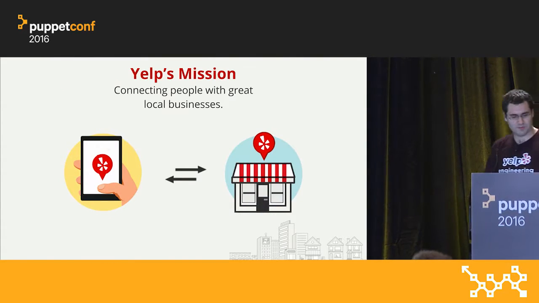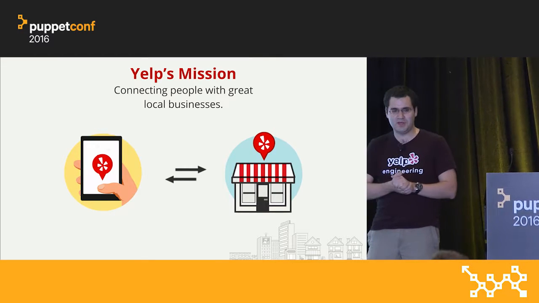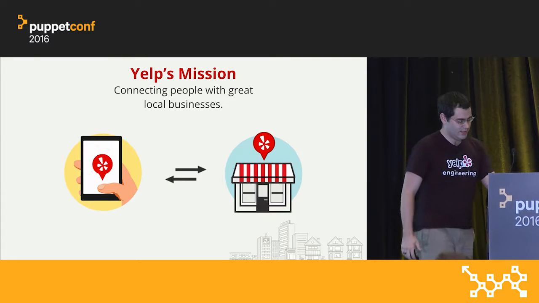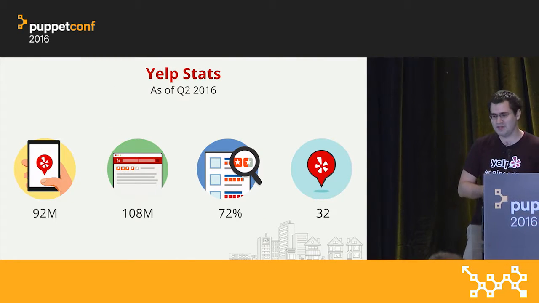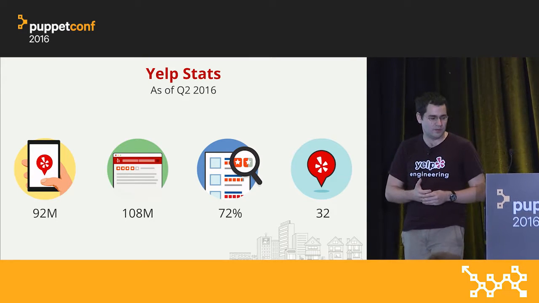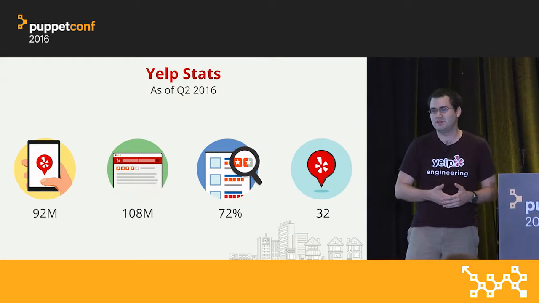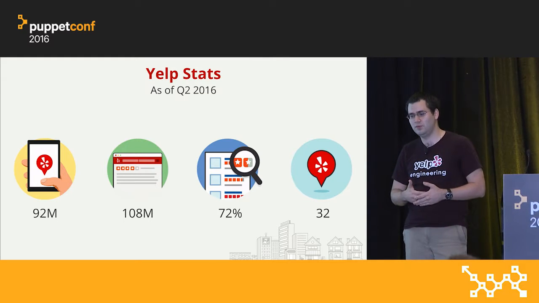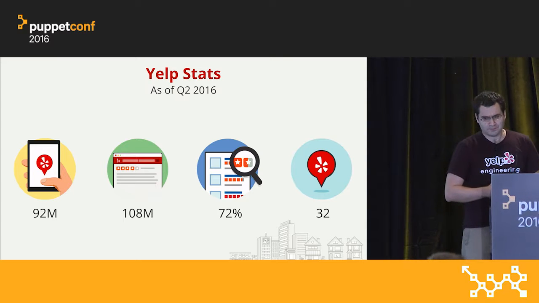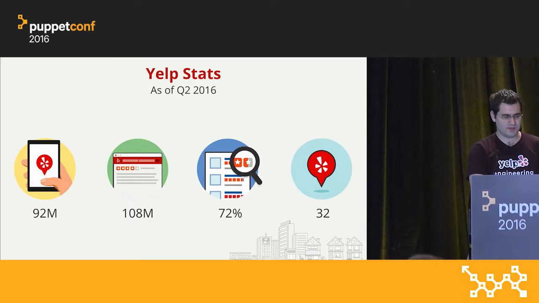Before I get started, let's talk a little bit about what Yelp is. I think you might be familiar, but if you're not, Yelp is a company that connects people with great local businesses. And we have a ton of content. We have about 92 million unique monthly visitors on mobile. More than 108 million reviews have been contributed since conception. 72% of searches to our website come through mobile devices. And we're launched in about 32 countries. So needless to say, we have a lot of data challenges associated with this.